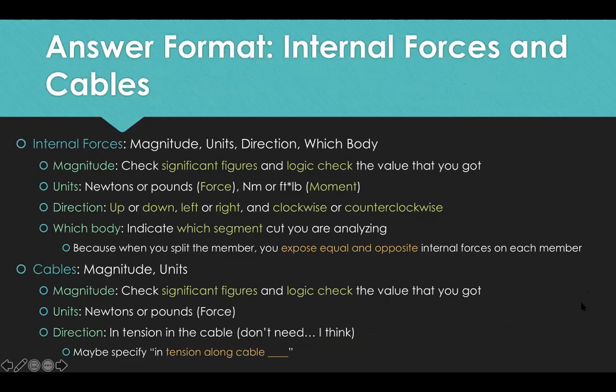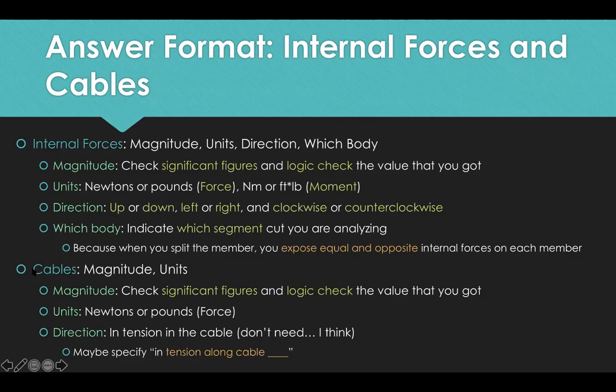For internal forces, you're going to need magnitude, units, direction, and body, because when you cut, you expose equal and opposite forces. So depending on which segment you choose to look at, you're going to have a different direction, because they should be opposite.